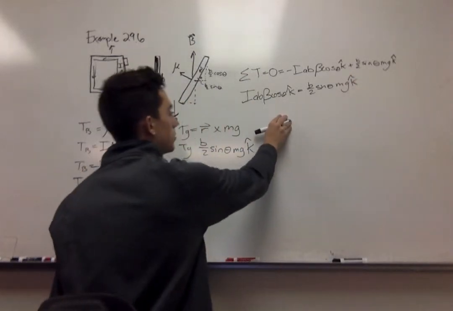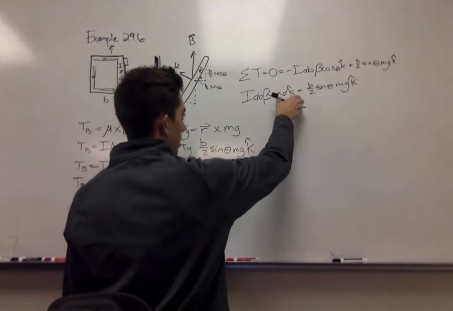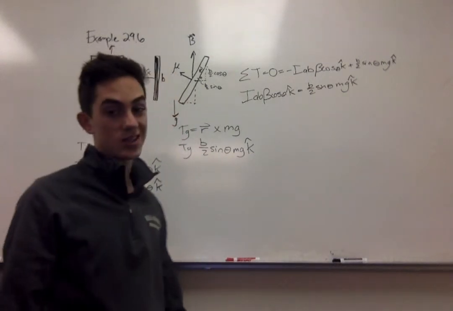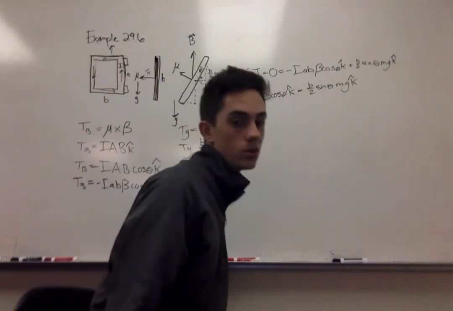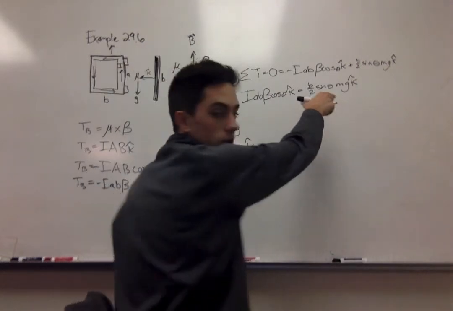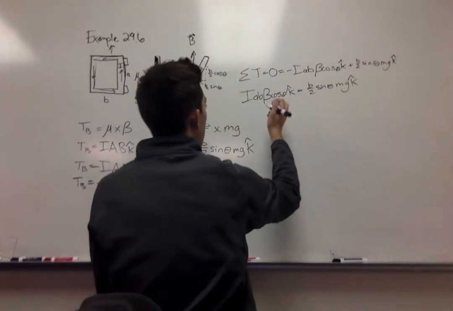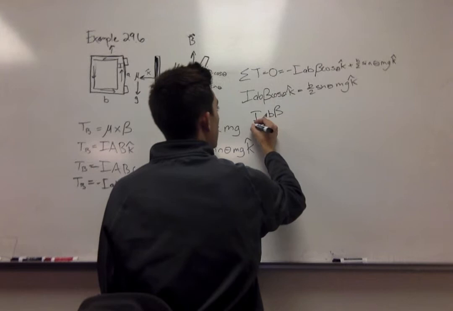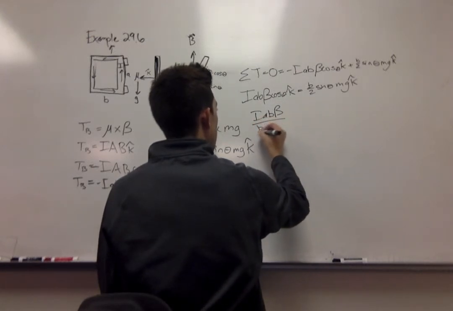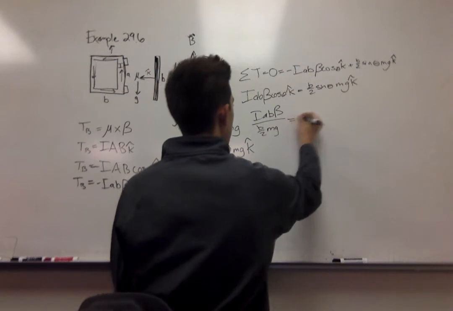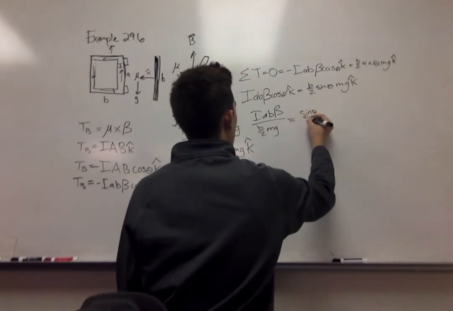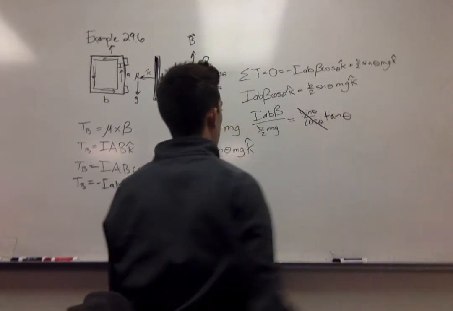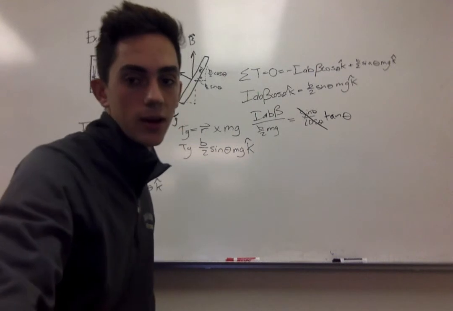Then what we'll want to do at this point is take a look about how we can simplify this with cosine and sine. You know that sine over cosine is tangent, so what we can actually do is bring this stuff over here. So we have I, A, B, big B, over B over 2, mg is equal to sine theta over cosine theta, which we know to be tangent theta. So we got that simplified right here.